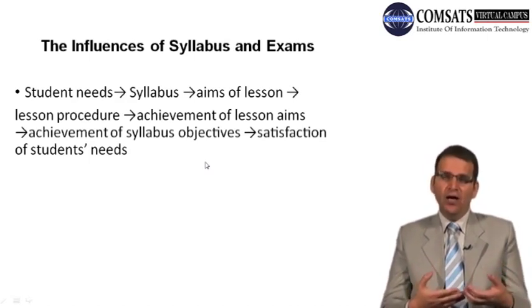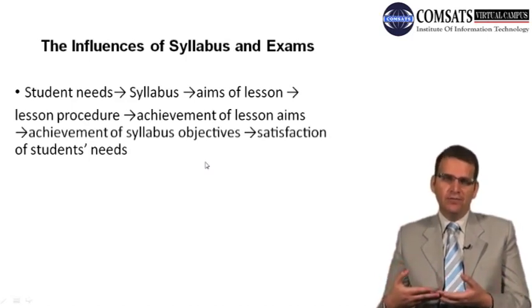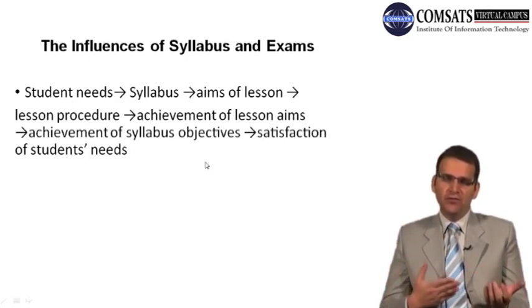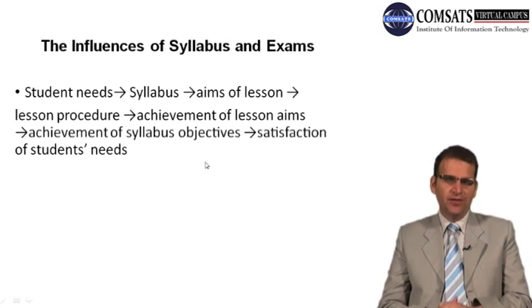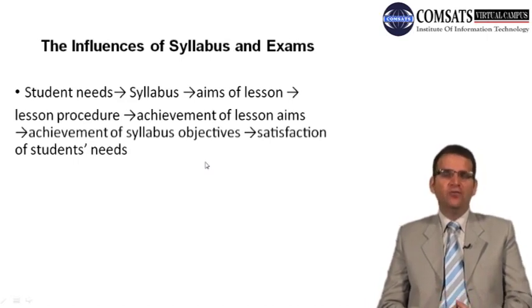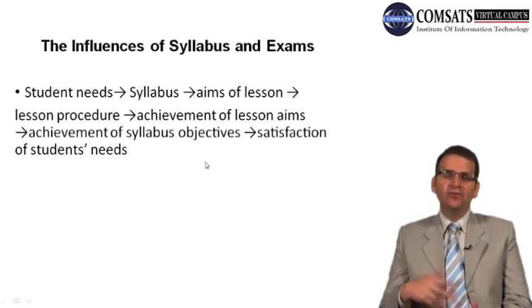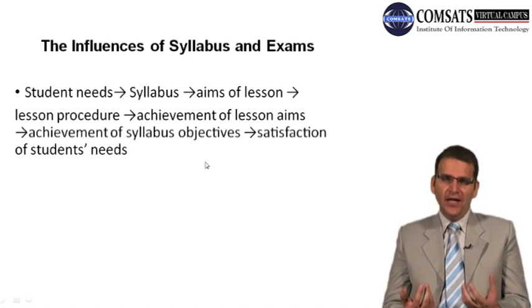So how can we judge the effectiveness of that procedure? If we achieve our aims. If we achieve the aims, it means the procedure was okay. Once you achieve your aims, then you see the achievement of the syllabus objectives. It means the objective that you stated is achieved. The objective was to make students good at speaking, for example, or to make students fluent.